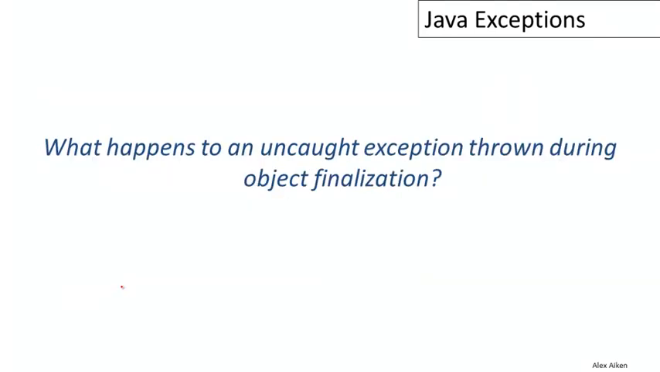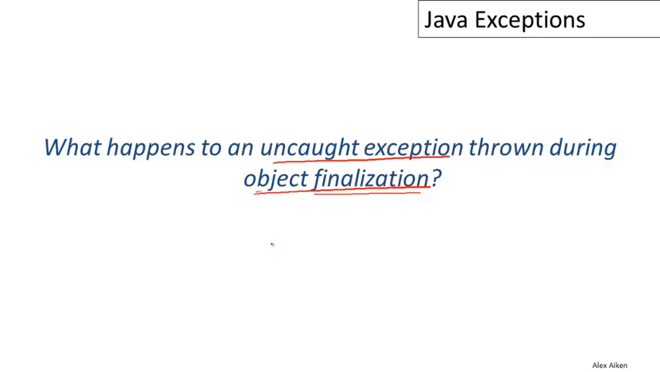Now here's a little trivia question about Java. What happens to an uncaught exception that's thrown during object finalization? If you don't know what object finalization is, well, when an object is garbage collected, it is possible to run a method on that object to clean it up before the garbage collector actually deallocates it. And this is called the finalization method.